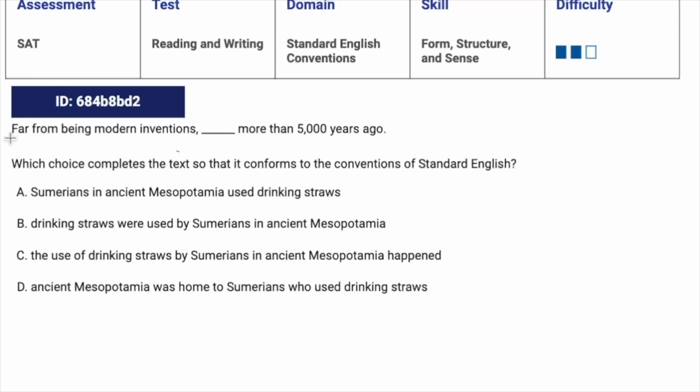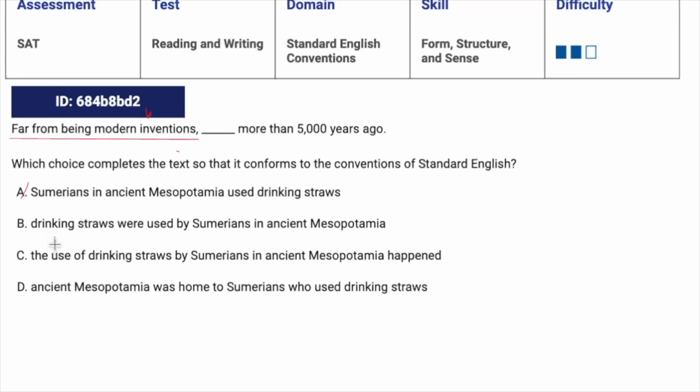So, our modifier is far from being modern inventions. So, whatever comes after the comma needs to be far from being a modern invention. All right. Choice A says Sumerians. Sumerians are people, not inventions, so it can't be A. B, drinking straws. Drinking straws were an invention, so I would keep that one. Choice C, the use of drinking straws. Oh, okay, so you can see where these get a little bit tricky.